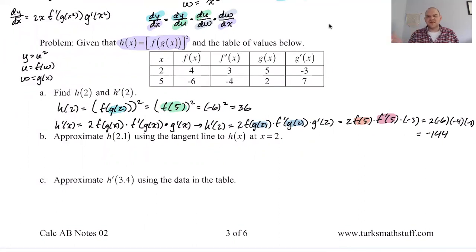I mean, we could check, but I don't know what I'm checking really. Like g of 2, did I get it right? g of 2 should be 5. I got that right. f of 5 is negative 6. f prime of 5 is negative 4. g prime of 2 is negative 3. And then if I multiply it, I got it right. I mean, hopefully I did.